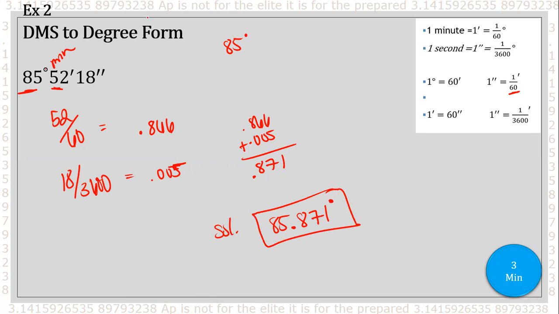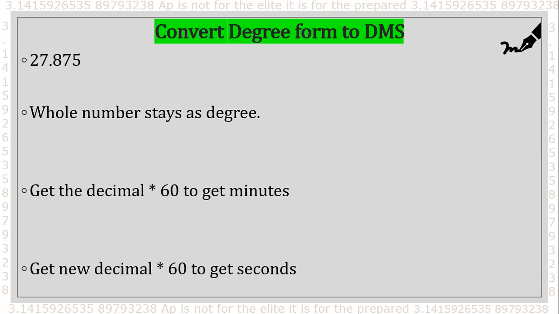So this is how we change from degrees, minutes, and seconds into just a degree. Let's go ahead and work backwards and see what that gives us. Go ahead and pause the video and write this down.